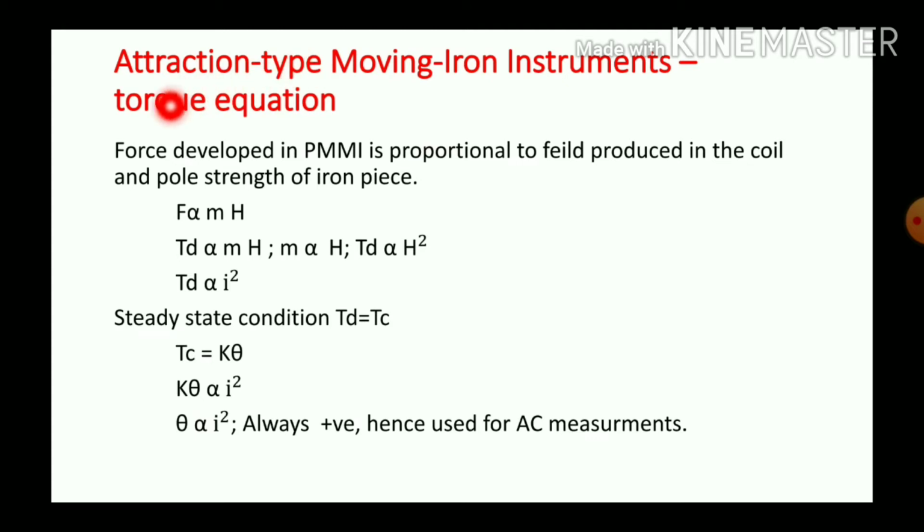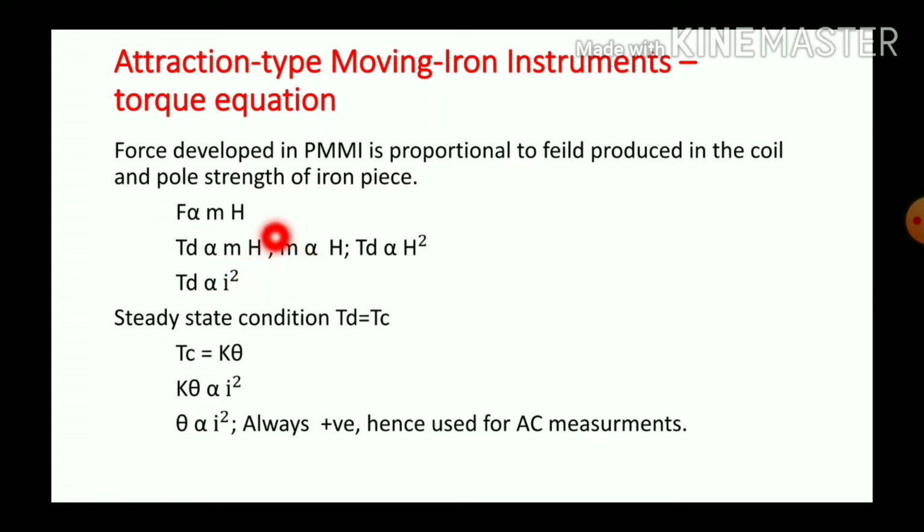Next, move on to the torque equation. Force developed in a PMMI instrument is proportional to the field produced in the coil and the pole strength of the iron piece. Pole strength is represented by m and field is represented by capital H. So, the force developed in the instrument F is proportional to m into H. Due to this force, the pointer deflects. So, the deflecting torque Td is proportional to mH.